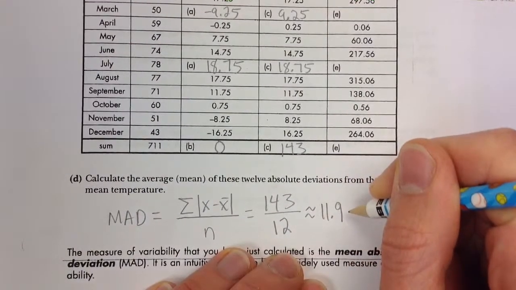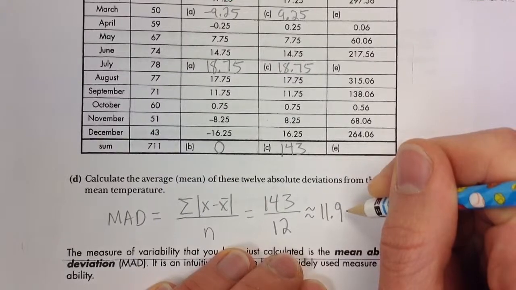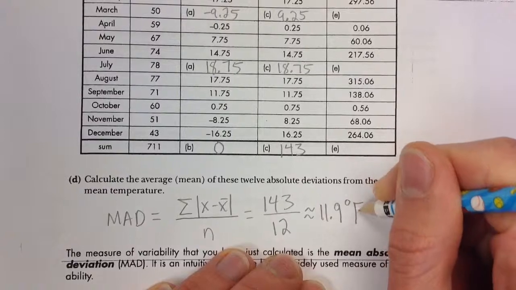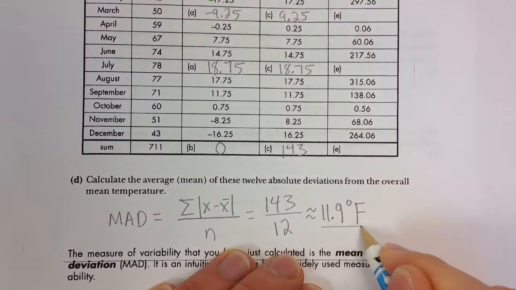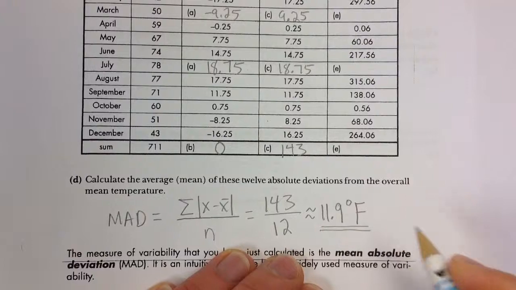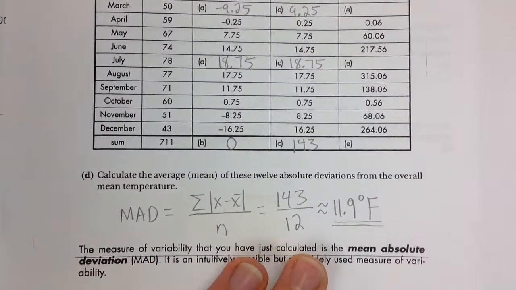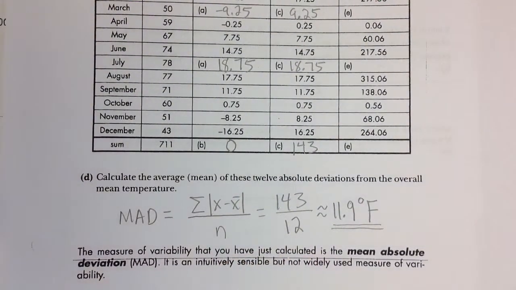Units? Degrees? Fahrenheit. What we just found is of much significance. This tells me that in Raleigh, the average deviation from the mean is about 12 degrees Fahrenheit. On average, the months deviate from the yearly average by about 12 degrees.